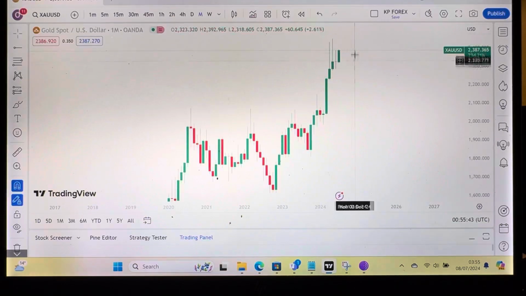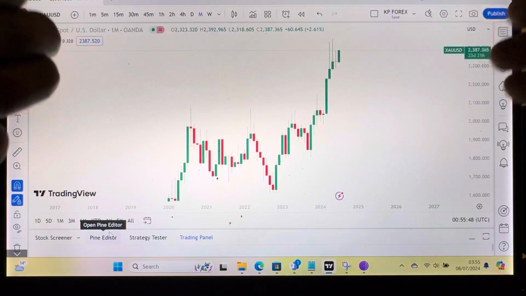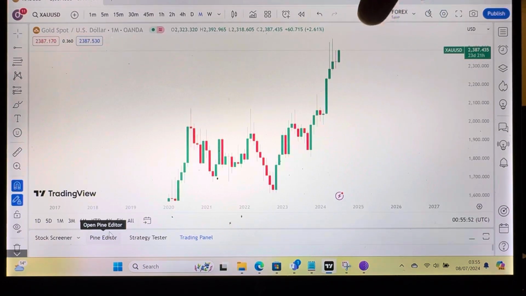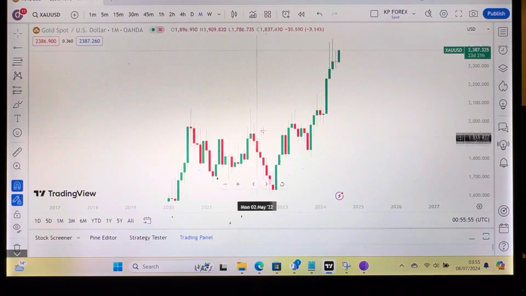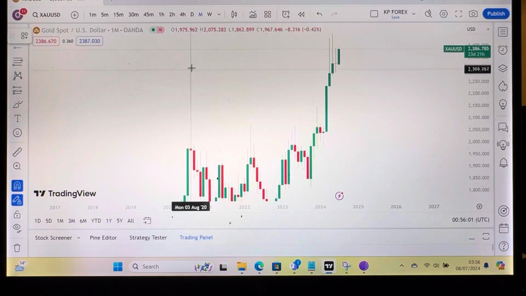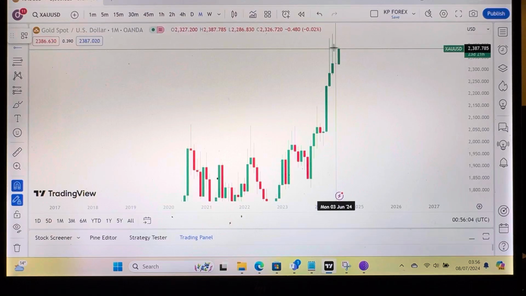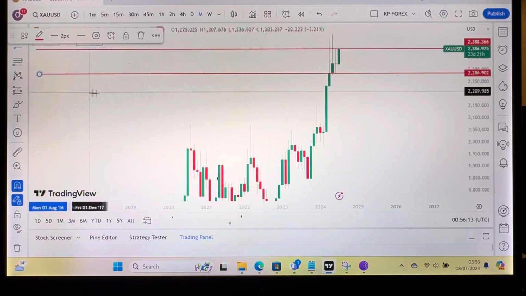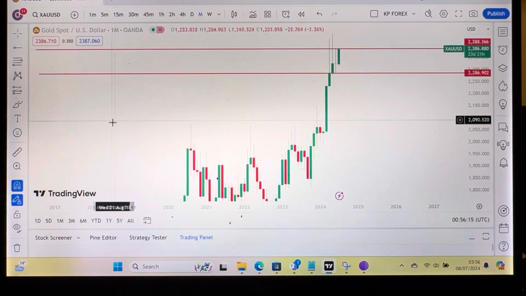Then guys, you check the second last candlestick. You forget about the candlestick that is being formed. You check the candlestick that is before the forming candlestick, so you check the second last candlestick. You can see on this chart it was a bearish candlestick. You mark the top of the wick, and you mark the far bottom of the candlestick. That is the first thing to do.